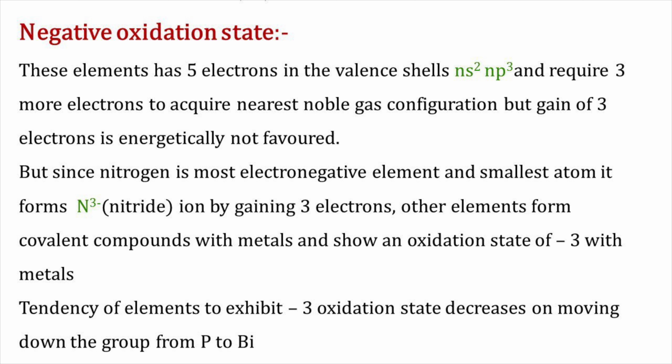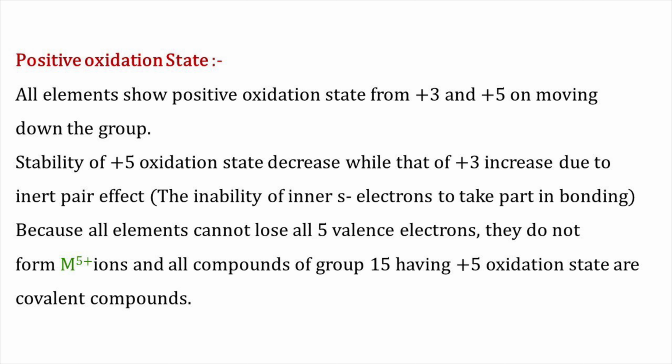All elements show positive oxidation state from +3 and +5 on moving down the group. Stability of +5 oxidation state decreases while that of +3 increases due to inert pair effect. The inability of inner s electrons to take part in bonding is called inert pair effect. Because all elements cannot lose all 5 valence electrons, they do not form M5+ ions, and all compounds of group 15 having +5 oxidation state are covalent compounds.